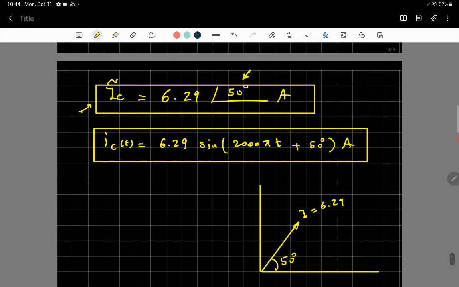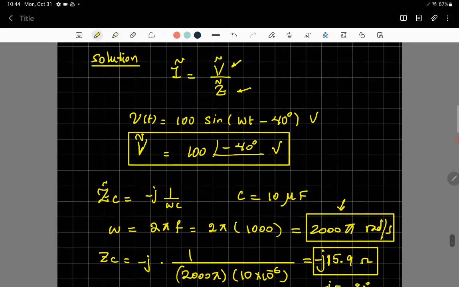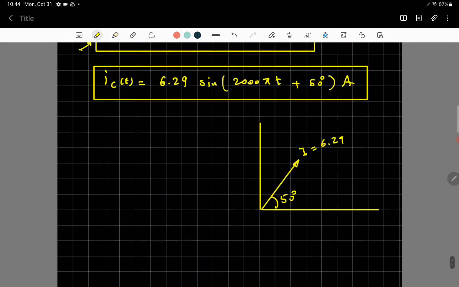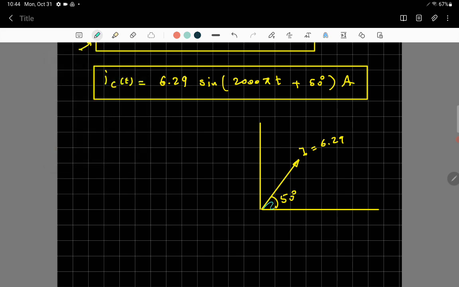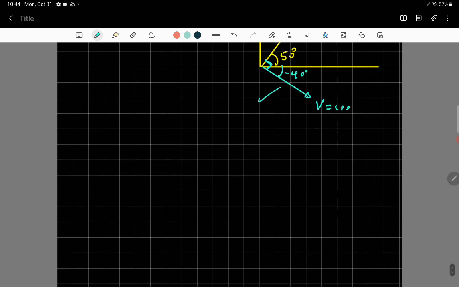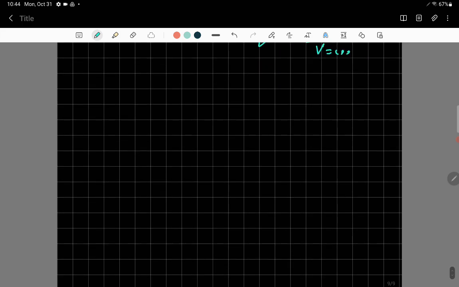6.29. The voltage was given as 100 on angle negative 40. Let's take another color, 100, negative 40. That will be negative 40. You see, it's 90 degrees again, and that's the voltage. So that's true. And look at that. The current is leading the voltage by 90 degrees. So it means that your solution is correct. Okay, we're done with the lecture today, but there's an interesting problem.